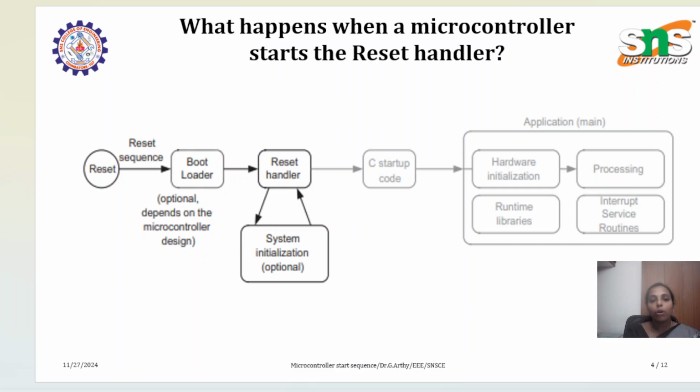Now let us see what happens when the microcontroller starts the reset handler. So these are the three stages, right? This is the reset handler stage, this is the startup code stage, and this is the final hardware initialization and all the other final stages. So here what happens? Here we have the bootloader and the reset handler.